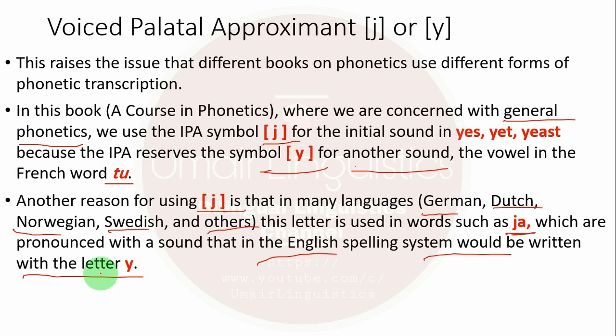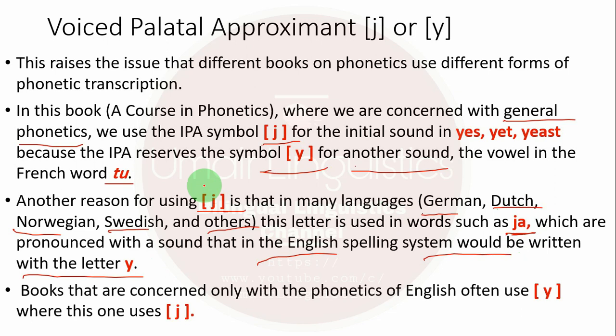So the other reason why we are not using this symbol instead of this one is that there are some languages like German, Dutch, Norwegian, Swedish, and others, which have words like J and A, and they are pronounced in such a way that for English we write them not with this sound but with this sound. So this is another reason why we shall not use this symbol at this time. However, this is important information, you must remember this: those books which are just on English phonetics or English phonology often use this symbol only, and not this symbol, while here we are using this symbol.